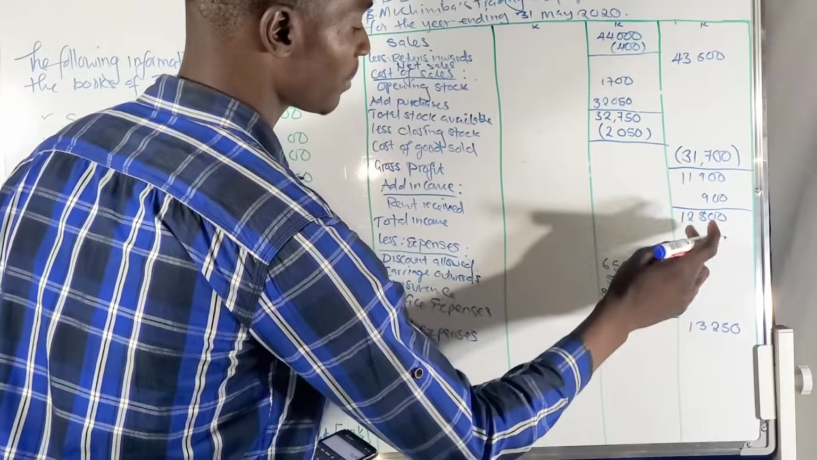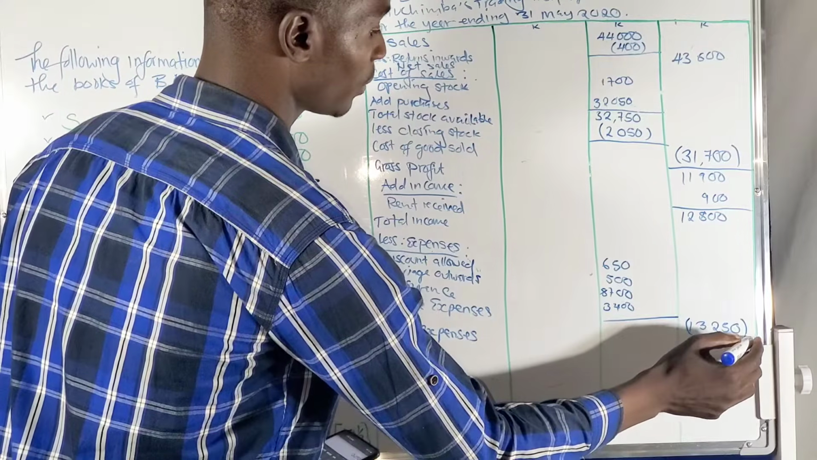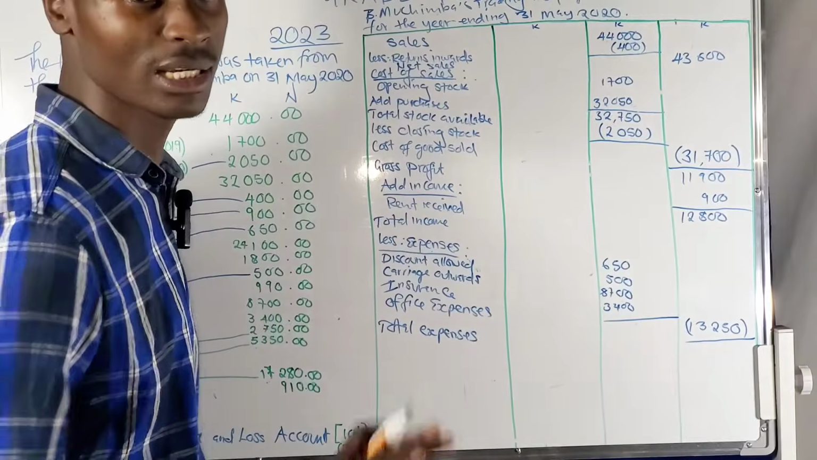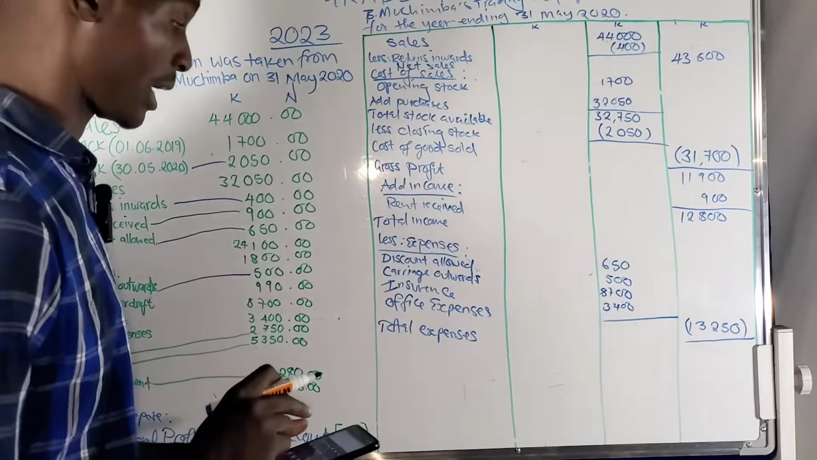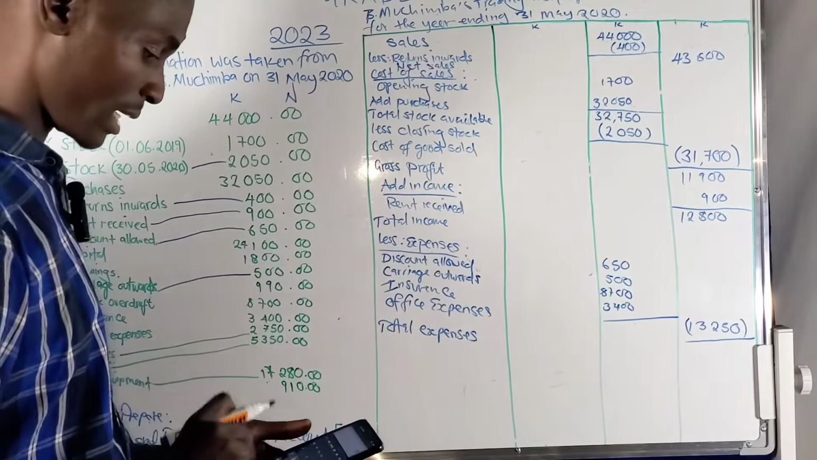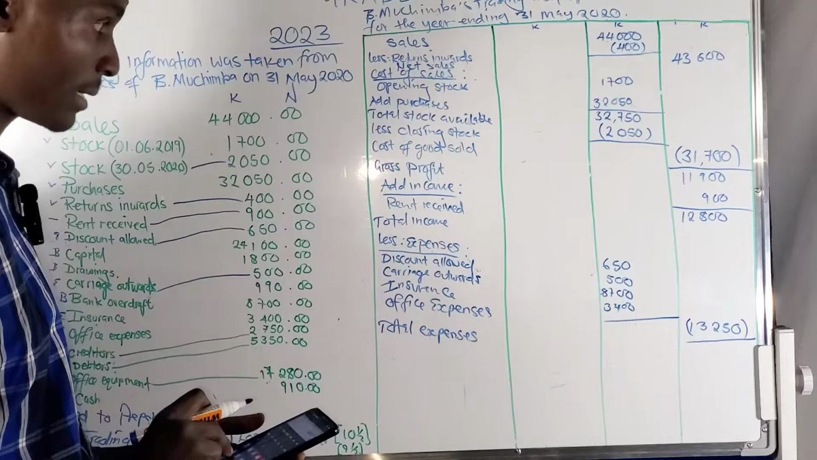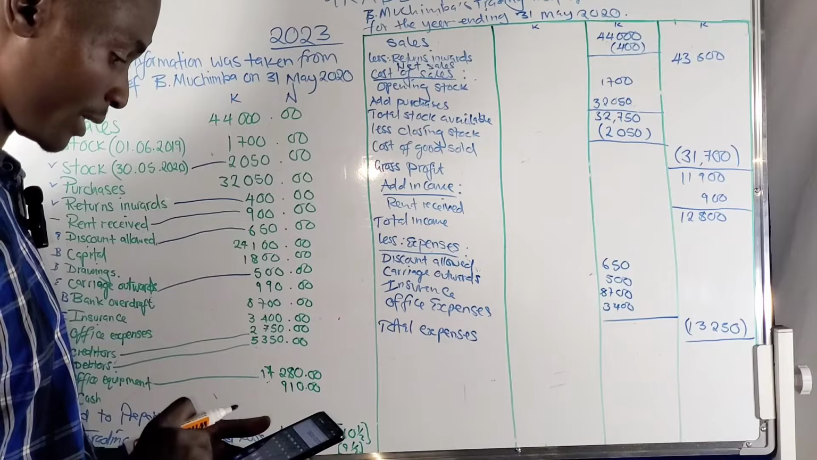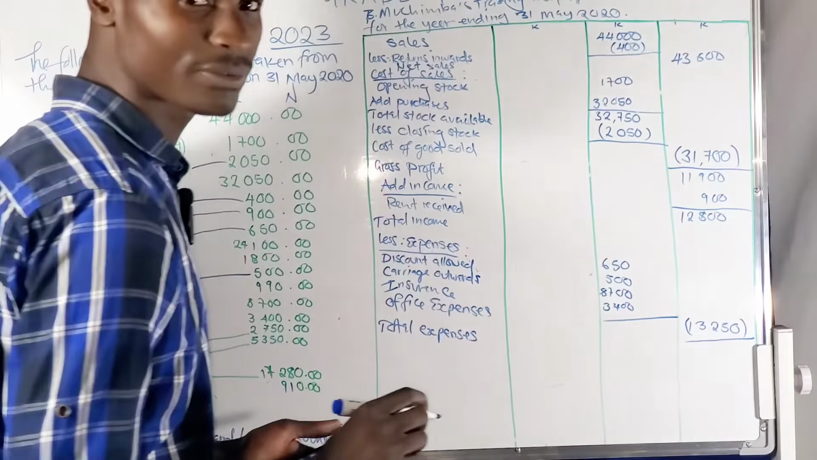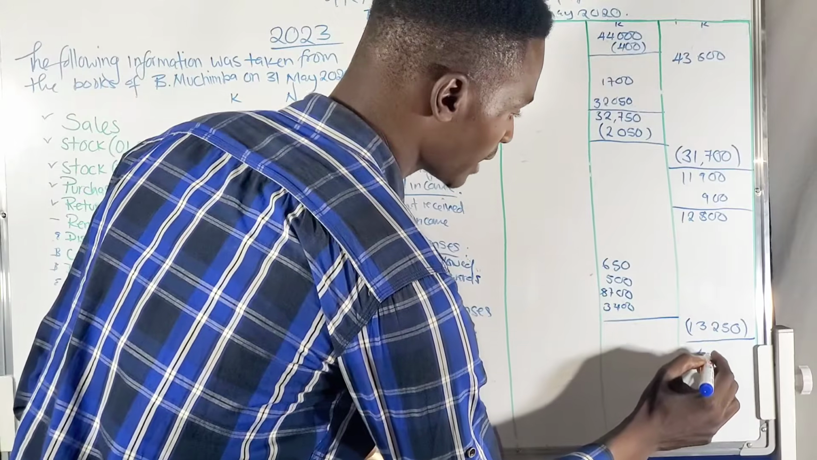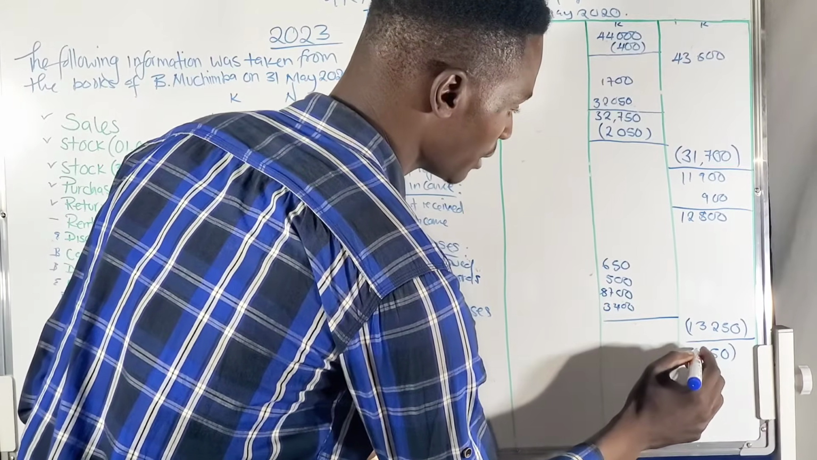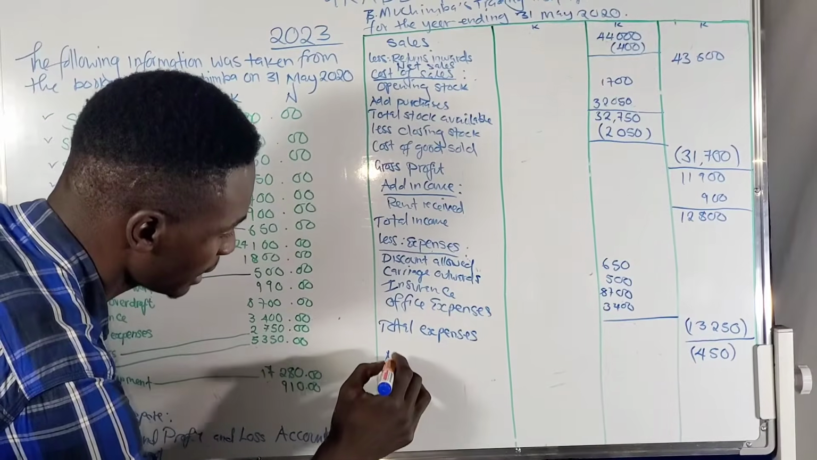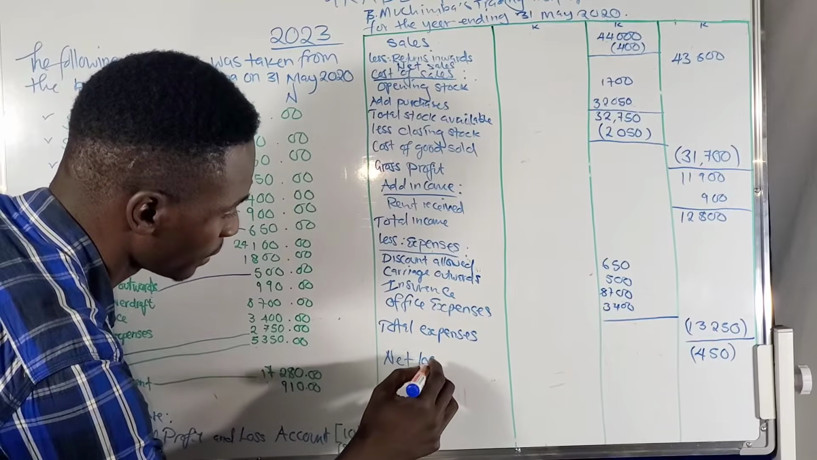Now from the total expenses, we're going to subtract the total income, or if at all we didn't have any income, then just subtract the gross profit direct. So I'm going to say 12,800 minus 13,250. So it's giving me negative 450. But here, don't write negative, just write the 450 and put it in brackets. Since it's negative, this is not net profit. This will be our net loss. Okay?